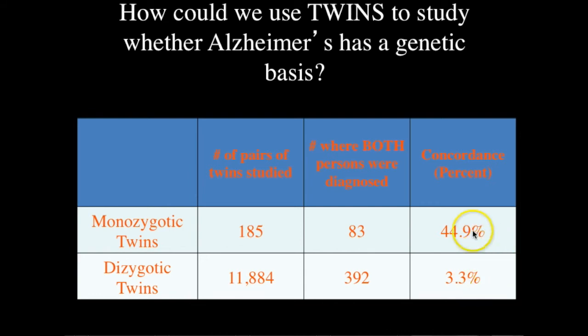So if you compare or contrast these 2 numbers, this is suggesting that there's probably a significant genetic component to Alzheimer's disease. Monozygotic twins, twins that share the same genes, are much more likely to get Alzheimer's disease than dizygotic twins, even if they're being raised in very similar environments.